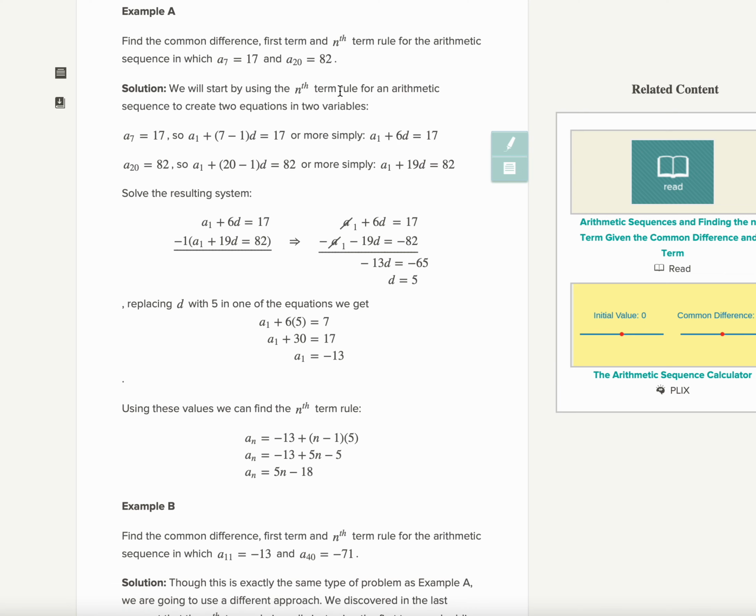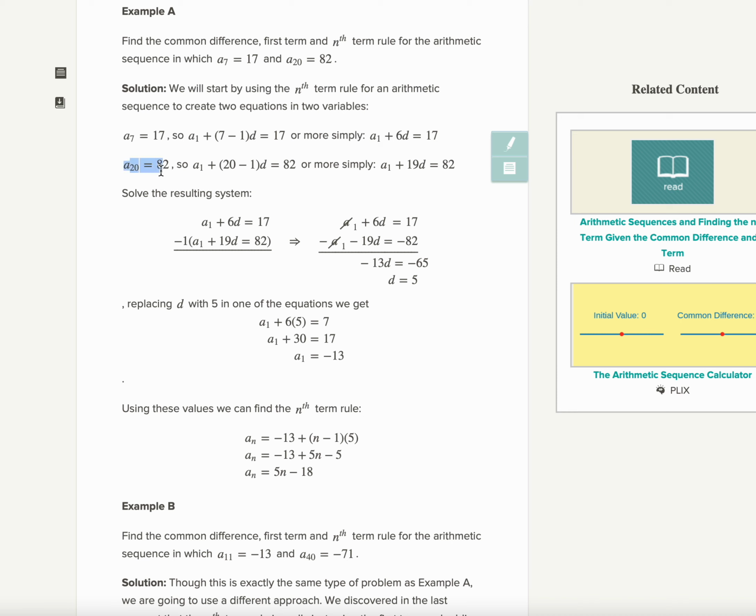We're going to start by using the nth term rule to create two equations. If I know the seventh term is 17, I can use the formula. So I'm saying 17 equals the first term plus, since n is 7, 7 minus 1 times my difference. The problem is I don't know my first term or my common difference, and I'm looking for both. So what I wind up with is not a number answer, but an equation: my first term plus 6, which comes from 7 minus 1, times d equals 17. That's as far as I can get with this formula.